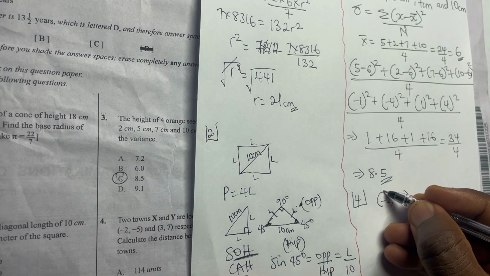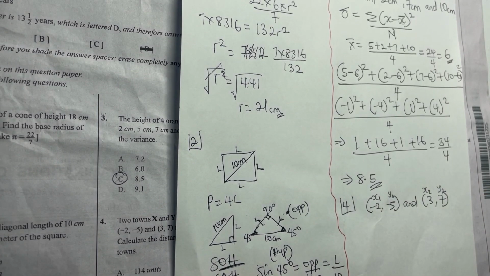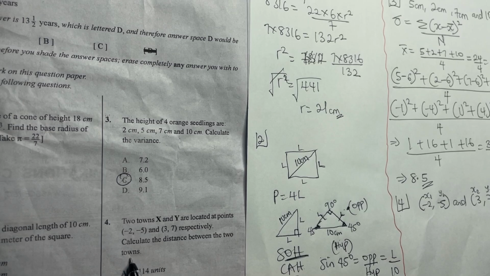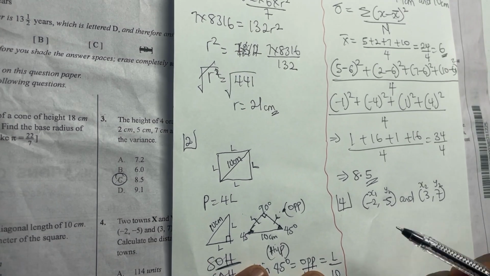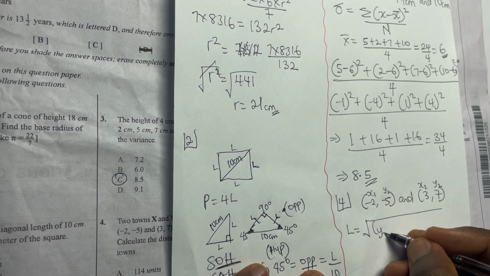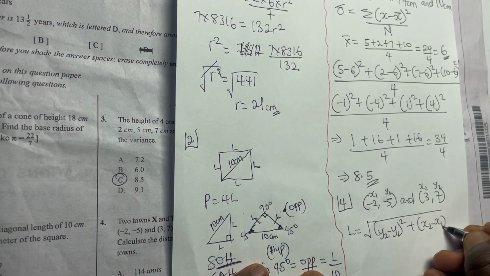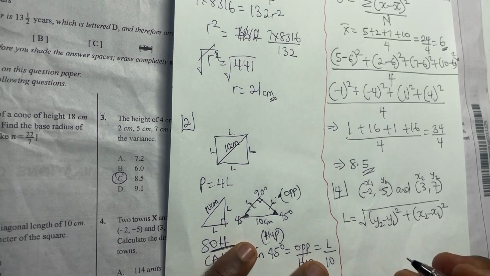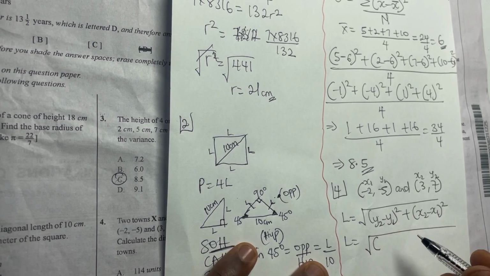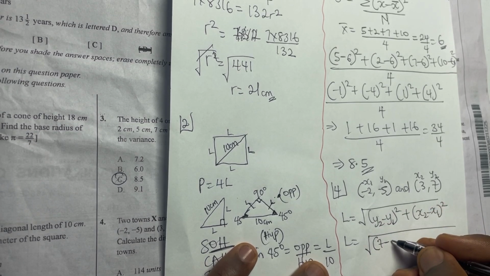Then just label these as x1, y1, x2, y2. That's the first thing you should do. Then the formula to calculate distance between 2 points or 2 towns is L equals the square root of y2 minus y1 square plus x2 minus x1 square. So now let's go. Our L is now going to be the square root of, now what is our y2? Our y2 is 7, minus y1 is what? -2.